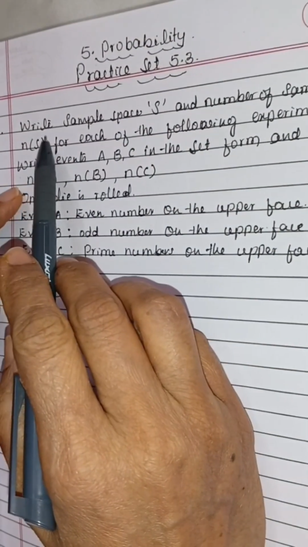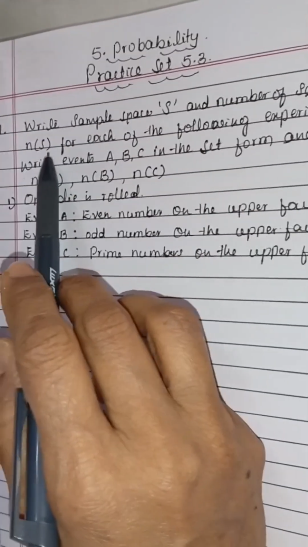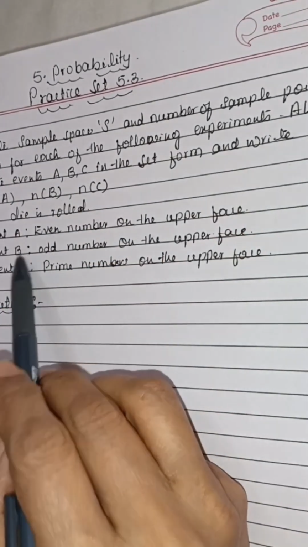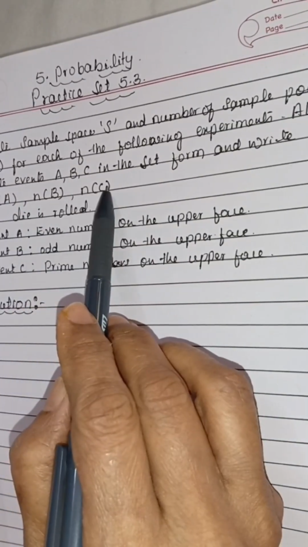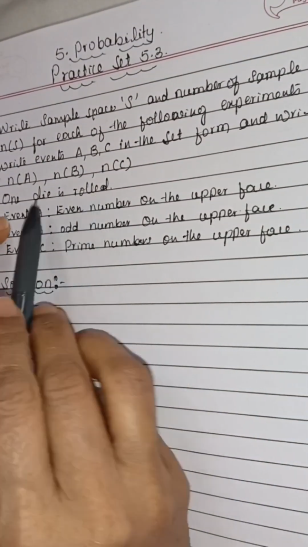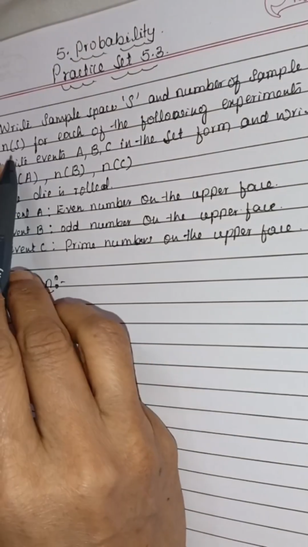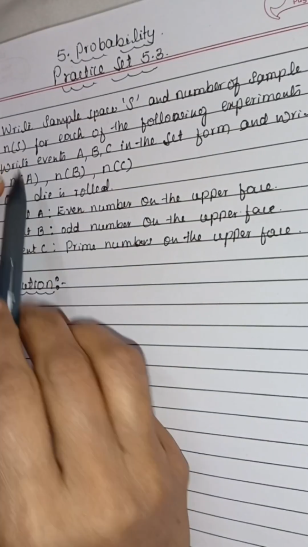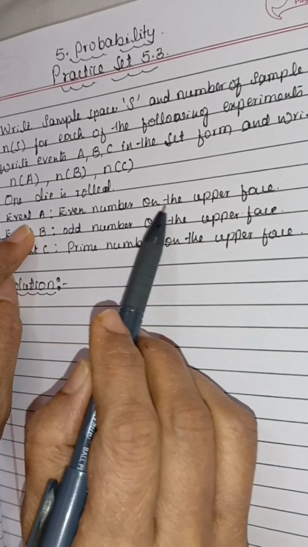Now practice set 5.3. The first question is: write the sample space S and the number of sample points, n of S, for each of the following experiments. Also write events A, B, C in set form, and write n of A, n of B and n of C. This is the condition: one die is rolled, only one die. When we throw one die, first we have to write the sample space, then the sample points, then the events, such as even numbers on the upper face.